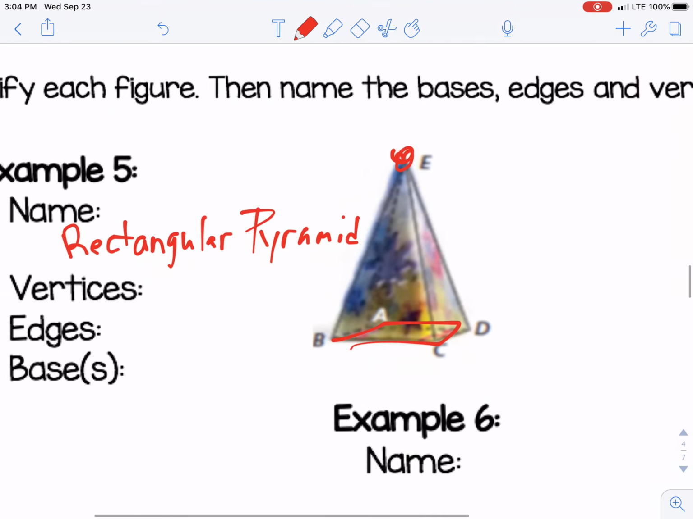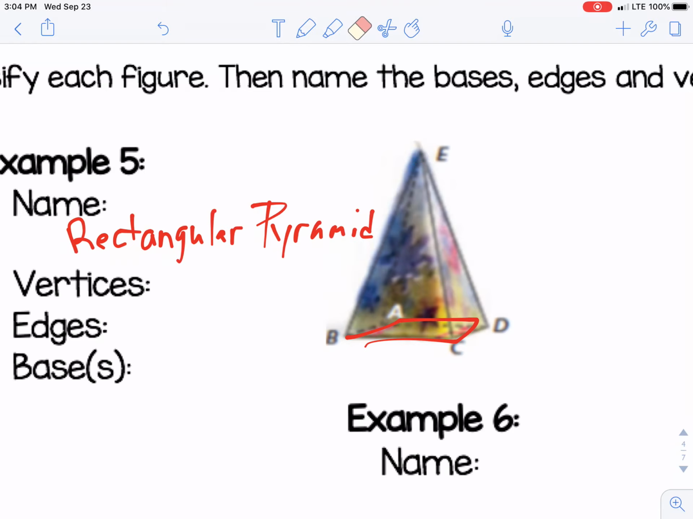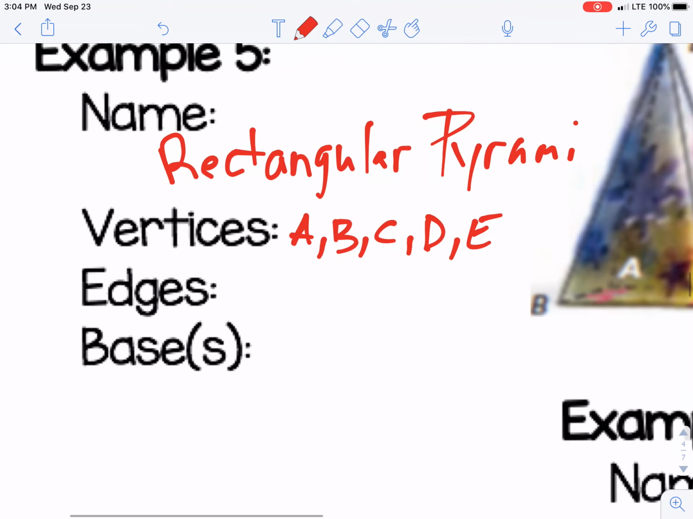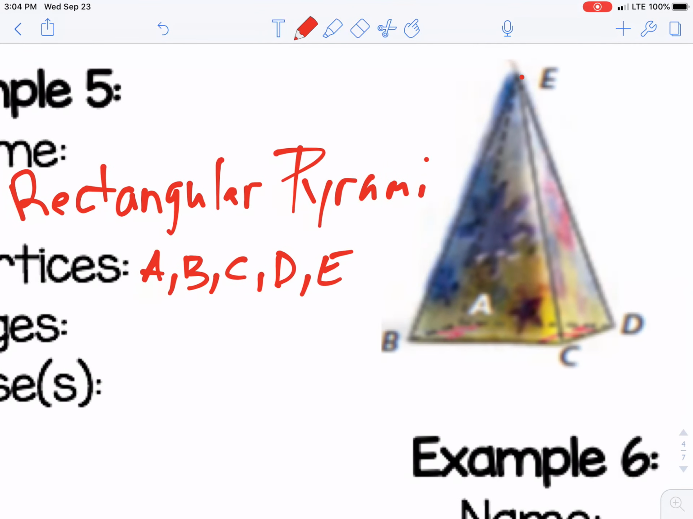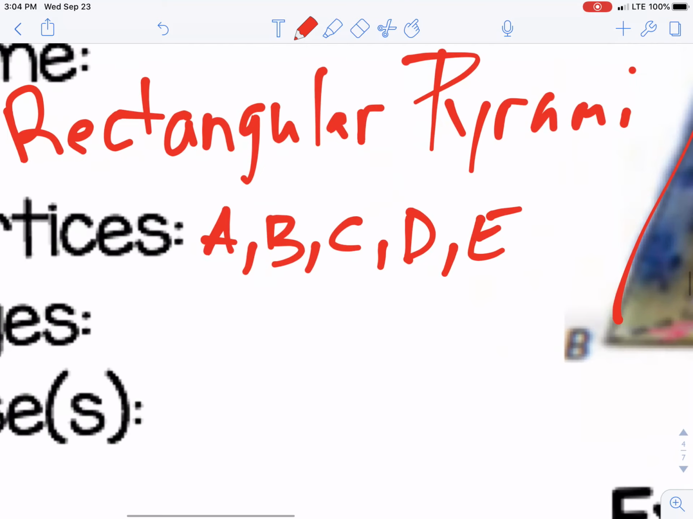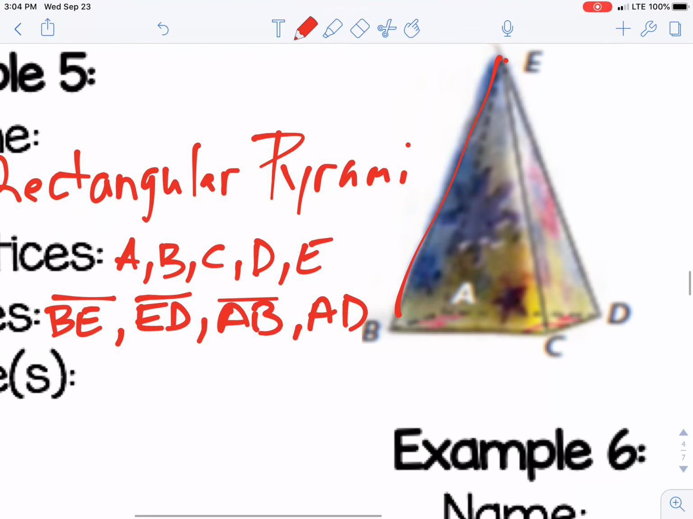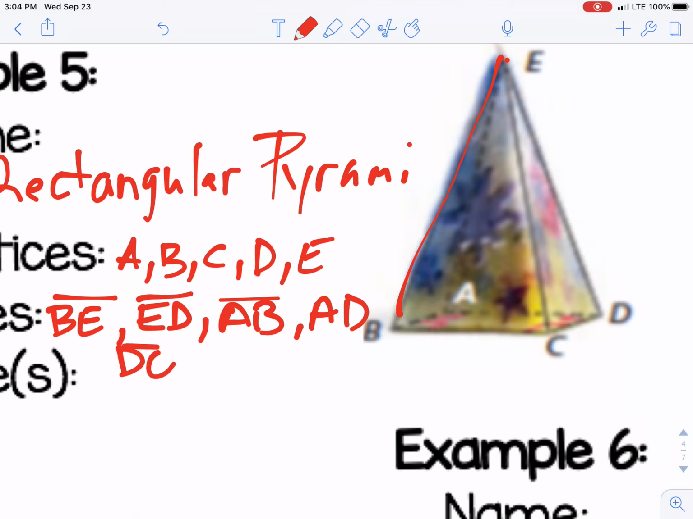Okay? The vertices, those are points. So how many points do we have? We have A, B, C, D, and E. So we call them individually A, B, C, D, and E. Those are separate points. Its edges, we have B to E, right? And these are line segments. So think back to Unit 1. We have BE, we have ED, we have AB, we have AD, we have DC, and we have BC.